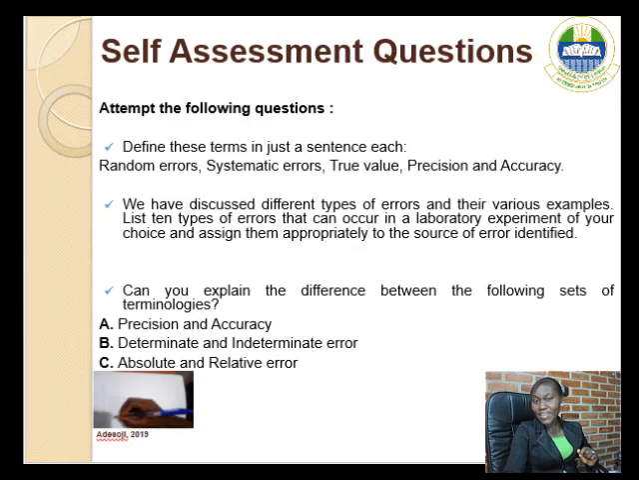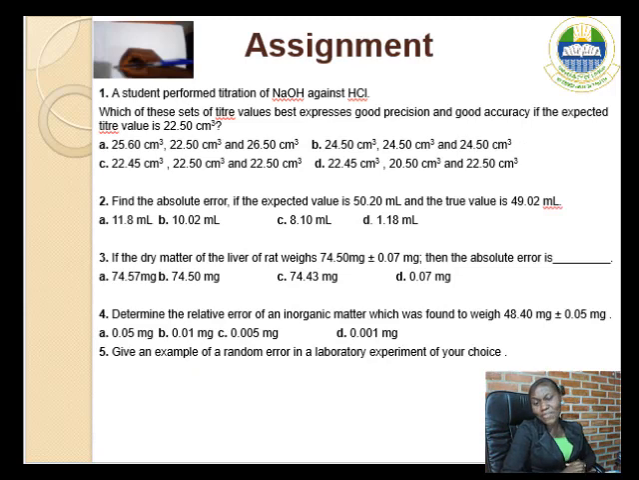Now, can I just give you some self-assessment questions? Please, I want you to attempt the following questions. Define these terms in just a sentence: random errors, systematic errors, true value, precision, and accuracy. And I want you to list 10 types of errors that can occur in a laboratory experiment of your choice. Assign them appropriately to the source of error you identify. Then I want you to explain in your own language these terminologies: precision and accuracy, determinate and indeterminate error, absolute and relative error. Then I have this take-home assignment for you. All these assignments and self-assessment questions can also be seen in your module, so just take a closer look at it, and you can still check your module for answers.